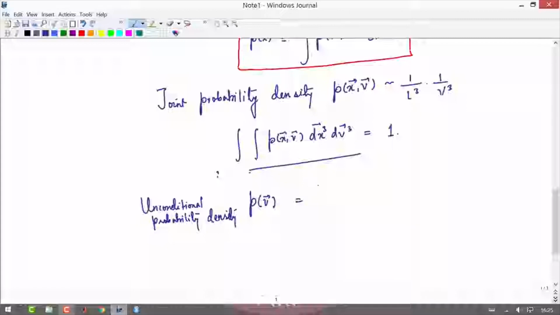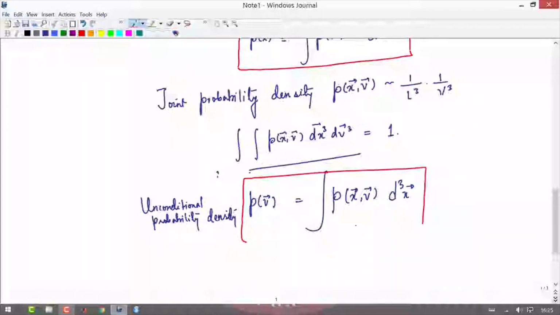Again, the procedure is the same. You take the joint probability density, or the total probability density, which has the full information, and then you integrate out the position degrees of freedom. You do a volume integral of this, and what you get is your unconditional probability of finding the velocity of a gas particle. So that's the answer to the problem.